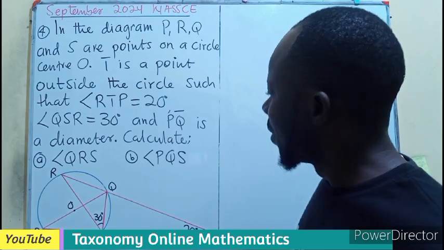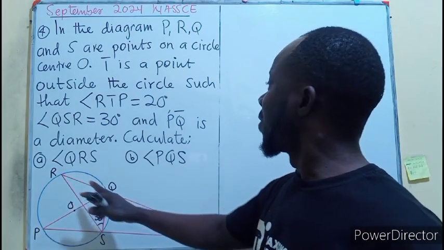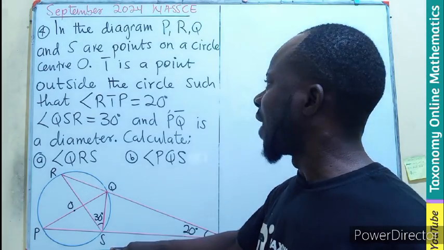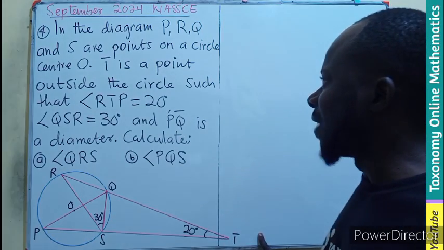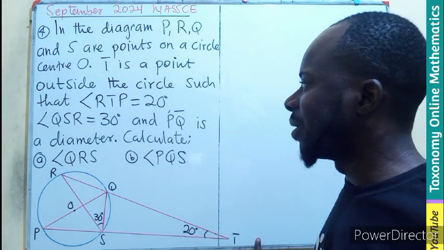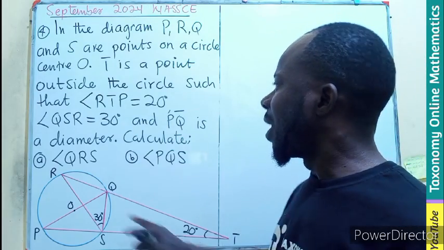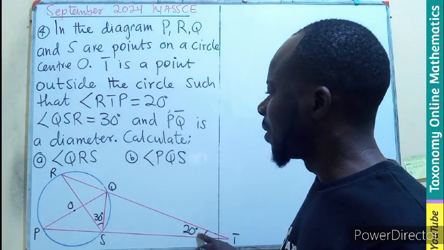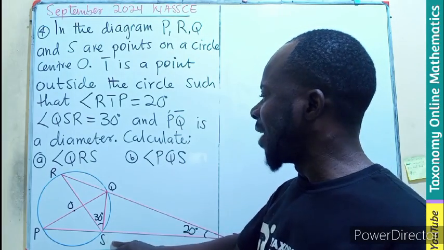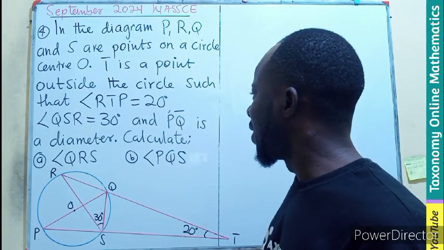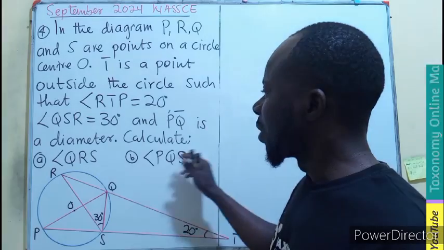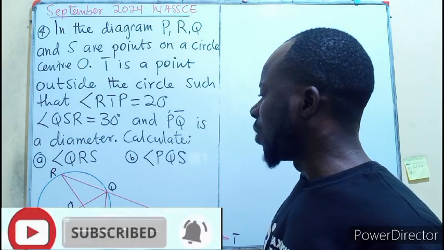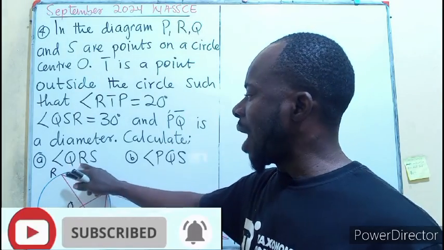In the diagram, P, R, Q, and S are points on the circle. T is a point outside the circle such that the angle RTP is 20 degrees, and the angle QSR is 30 degrees. The length PQ is a diameter. So we have to calculate the angle QRS.